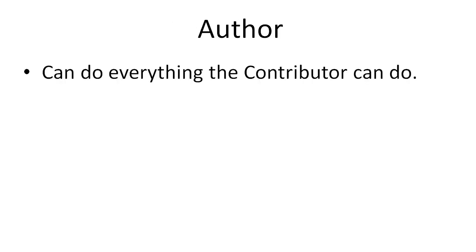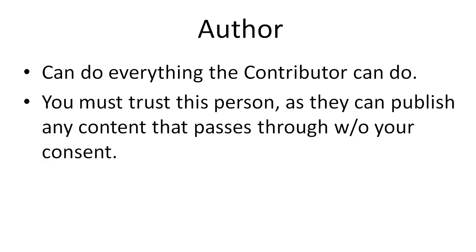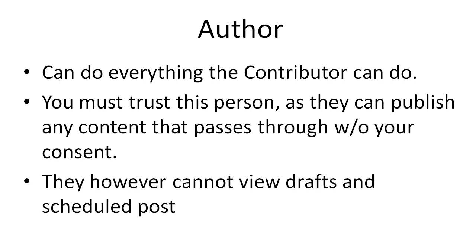Now we have the author. The author basically can do everything that the contributor can do. So they can submit content, but they can take it to the next level. They can actually publish any content that passes through without your consent. So let's say you have a contributor, an article writer, and you just want them to have the ability to submit content, but you don't want them to have the ability to approve it, because you want to make sure that whoever approves it is somebody that you actually trust, because you want to keep the integrity of your WordPress site. So you got to trust the author. The author has a little more power than the contributor. They, however, cannot view drafts and schedule posts. So they have a little more rights, but there are still some limitations to their ability to do certain things.